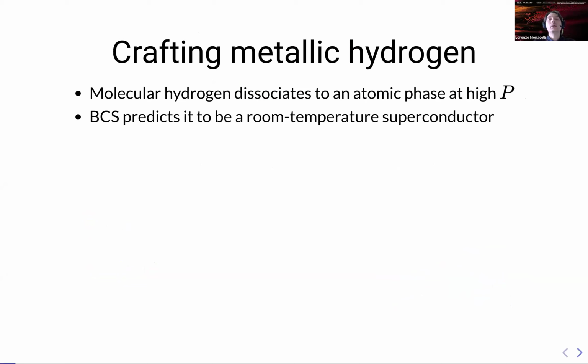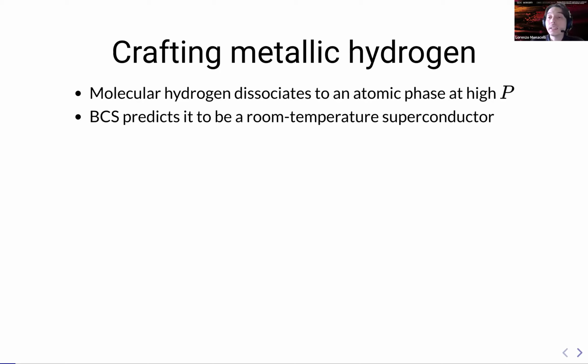And so why hydrogen at high pressure? This is a very interesting and very long-standing problem, because almost a century ago, it was predicted that under sufficient pressure, the hydrogen molecule should dissociate into an atomic phase where atoms form a metallic structure. And this structure was later predicted by Ashcroft in the 60s to be a room temperature superconductor, just using standard BCS theory of superconductivity.